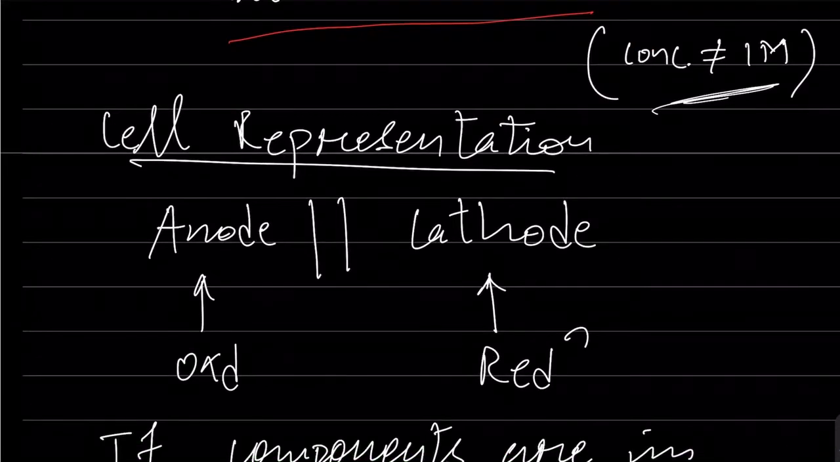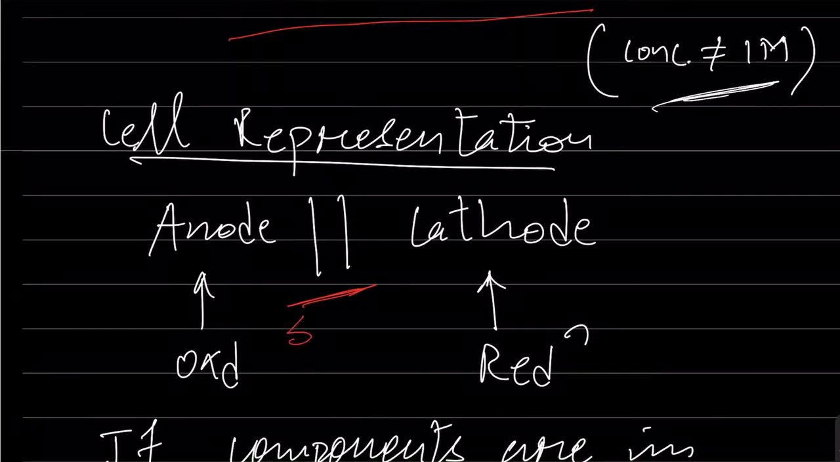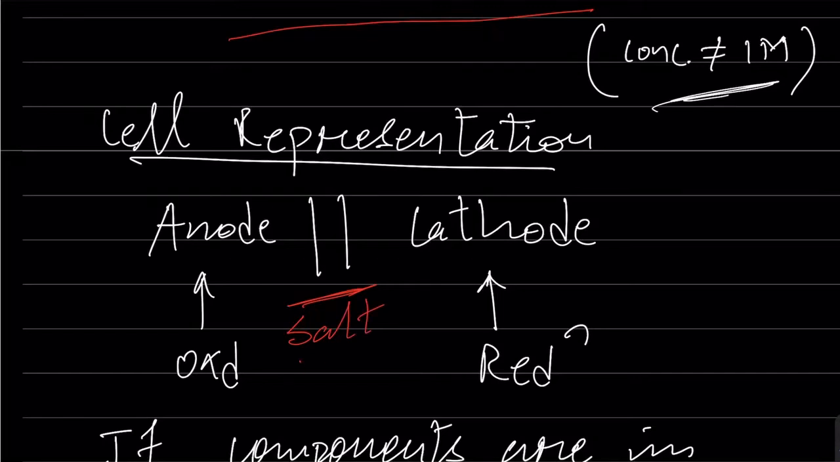Using the three components. Draw a double line. Double line means salt bridge. This is the salt bridge. Let me write it over here. On the right of the salt bridge there was the reduction half cell, that is the cathode.